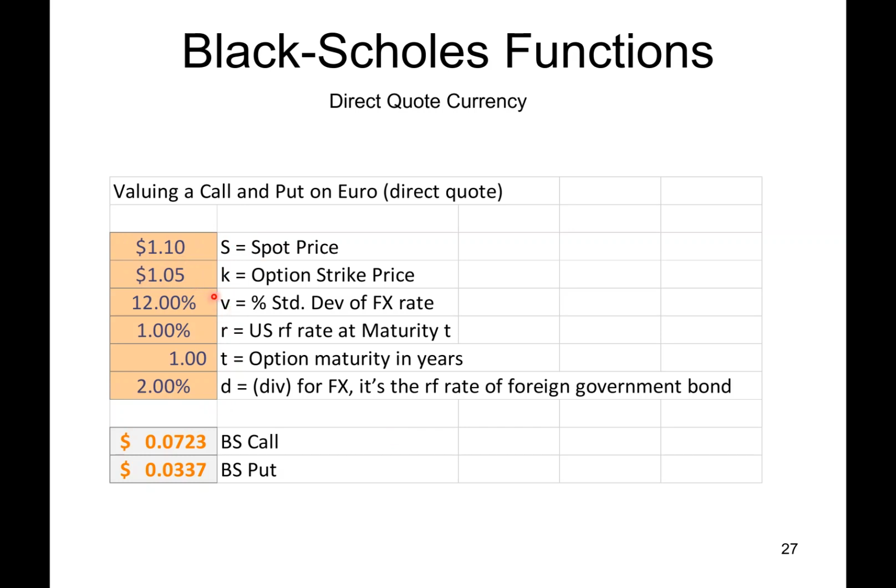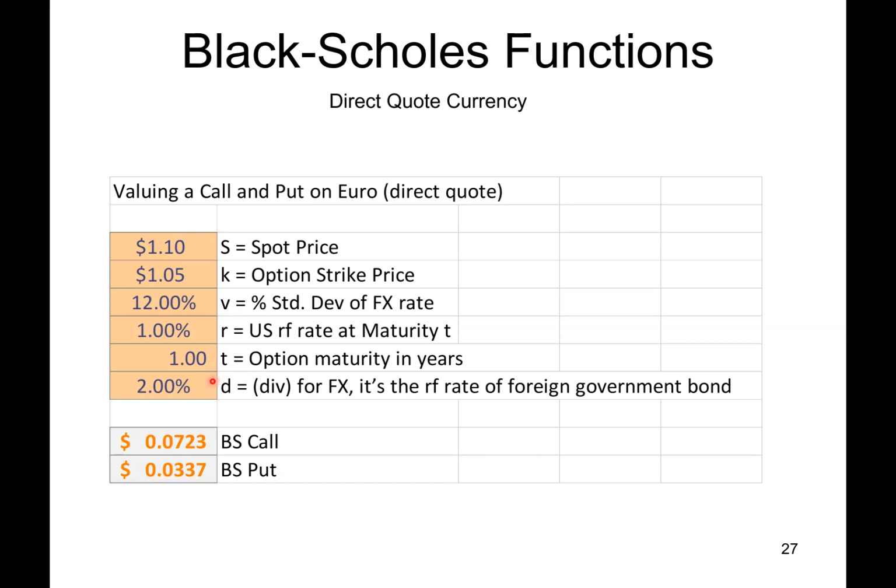V is the expected standard deviation of the changes in the exchange rate over the life of the option. This option is a 1 year option. I'll put in 1. Where R is, I'm going to put the US risk-free rate for that maturity. And for dividend yield, D. Now for stocks, I would just put the dividend yield in, but for currencies, I'm going to put the foreign interest rate.